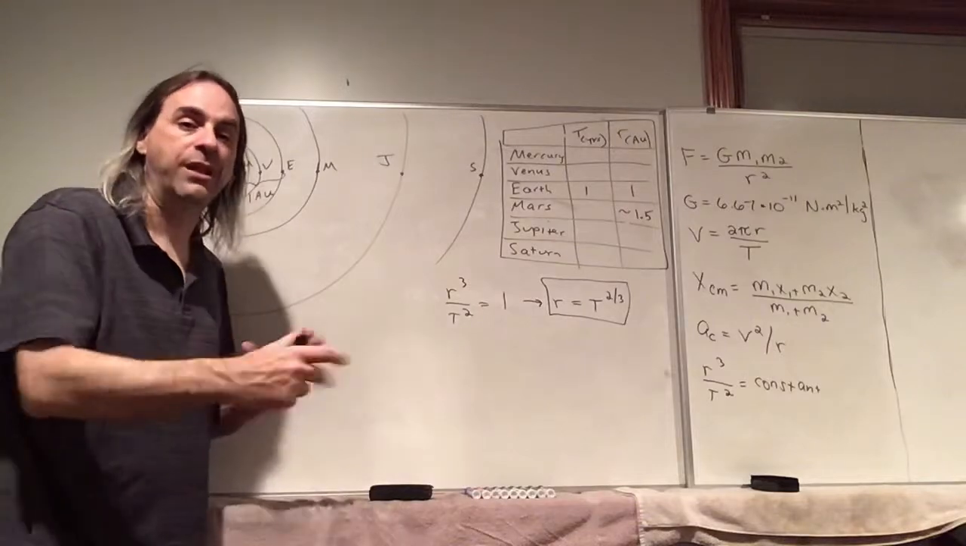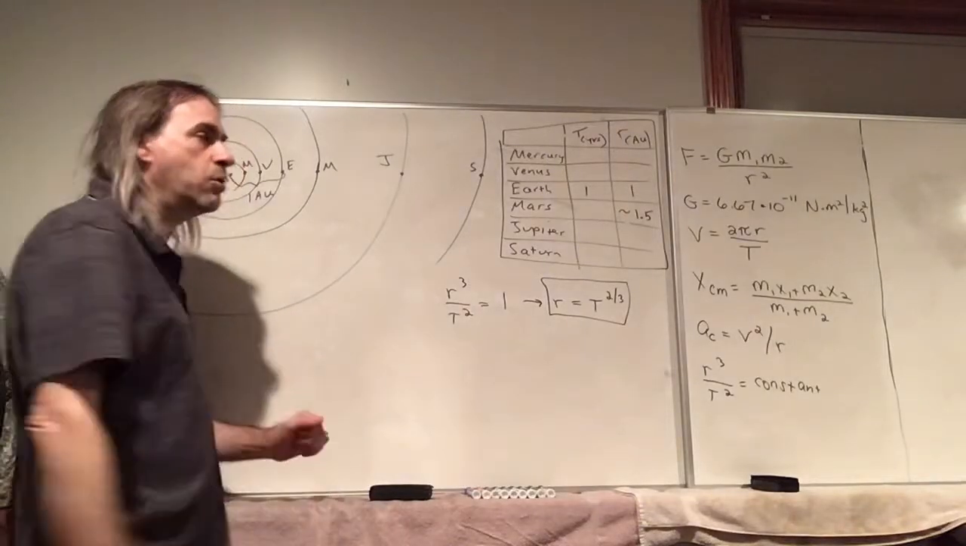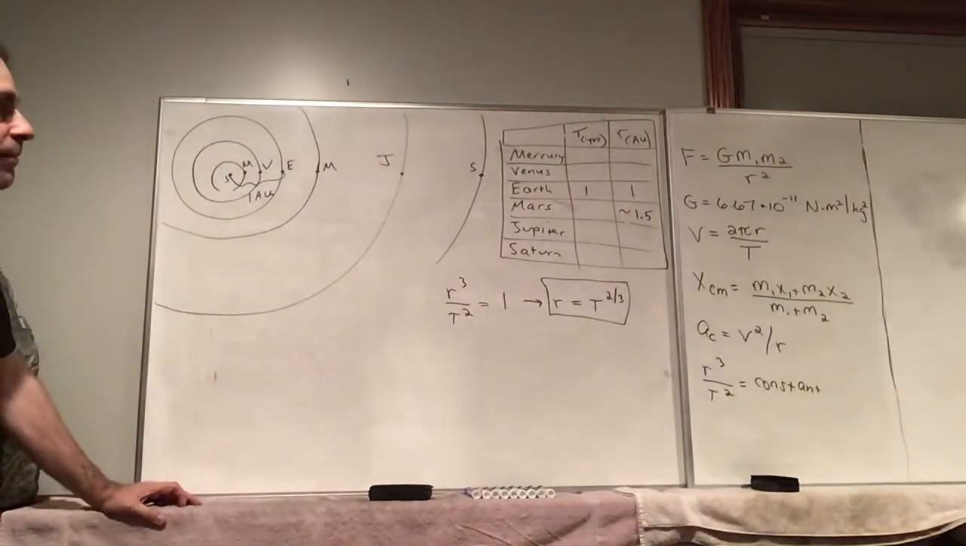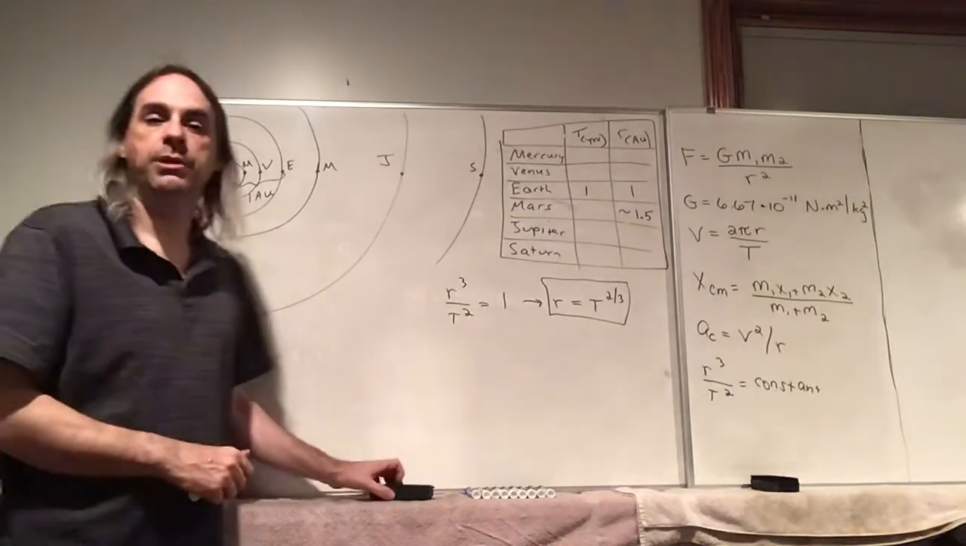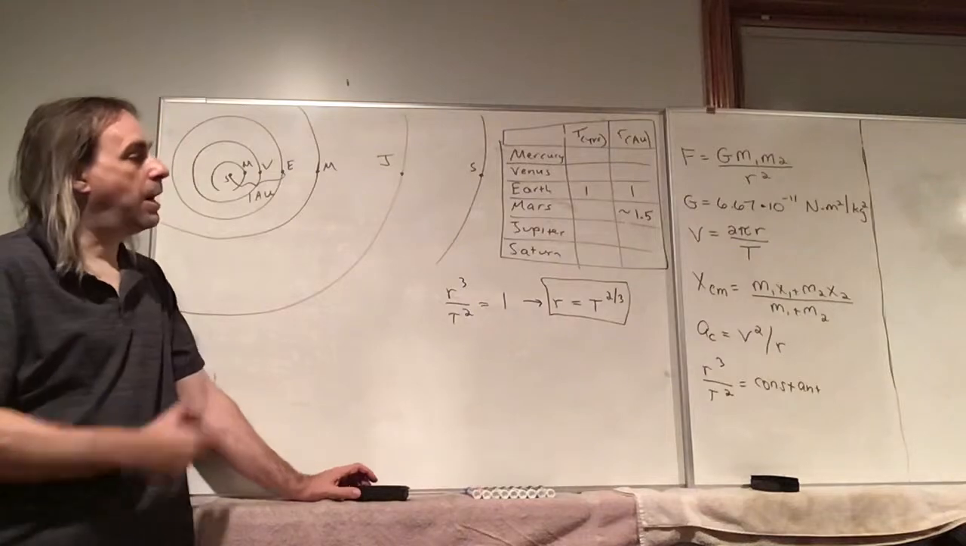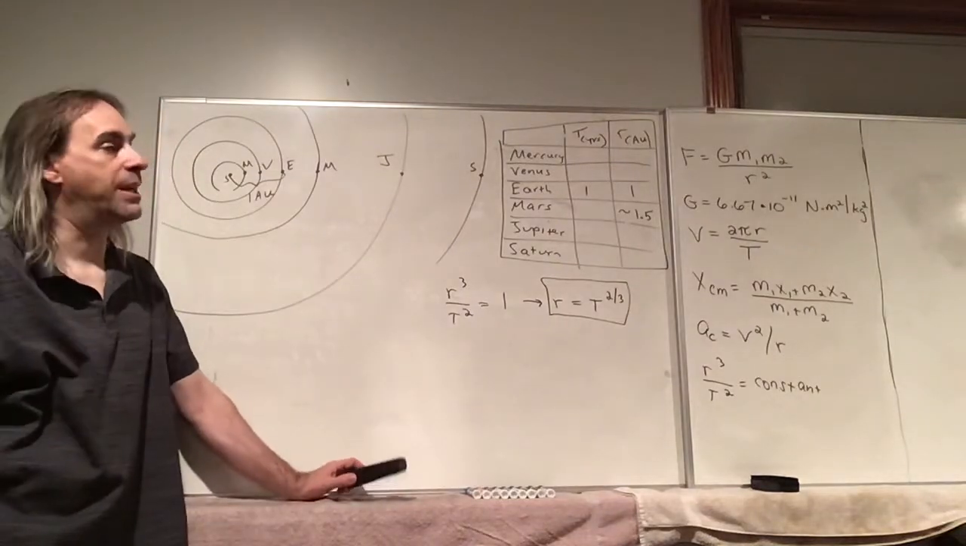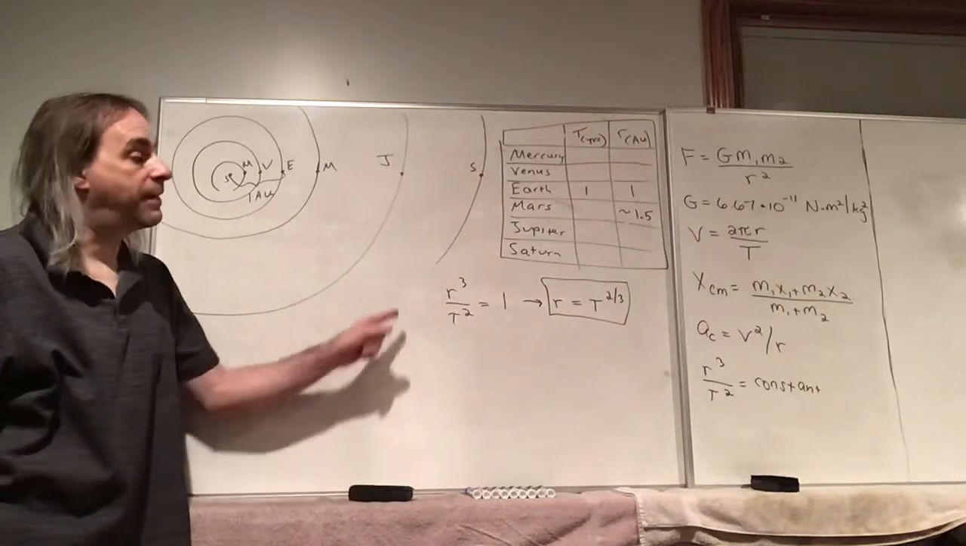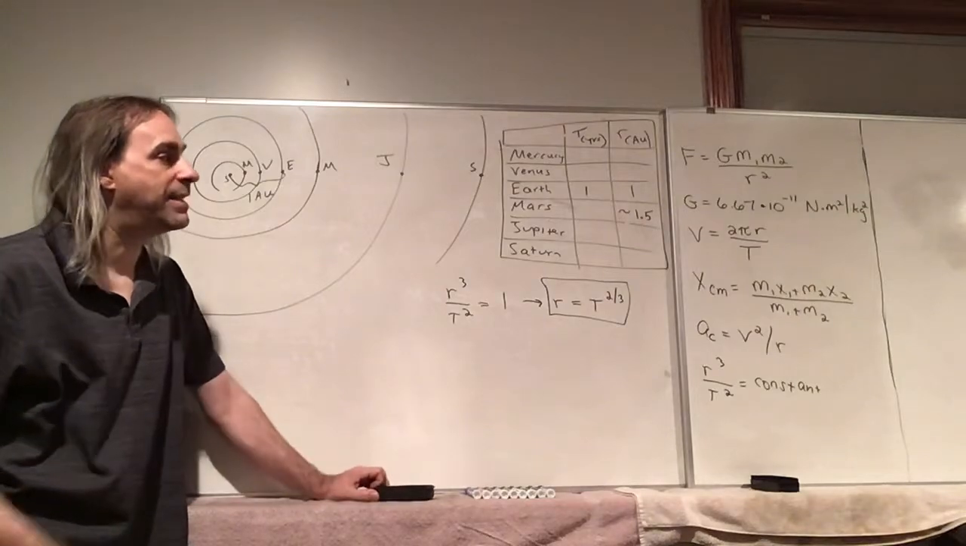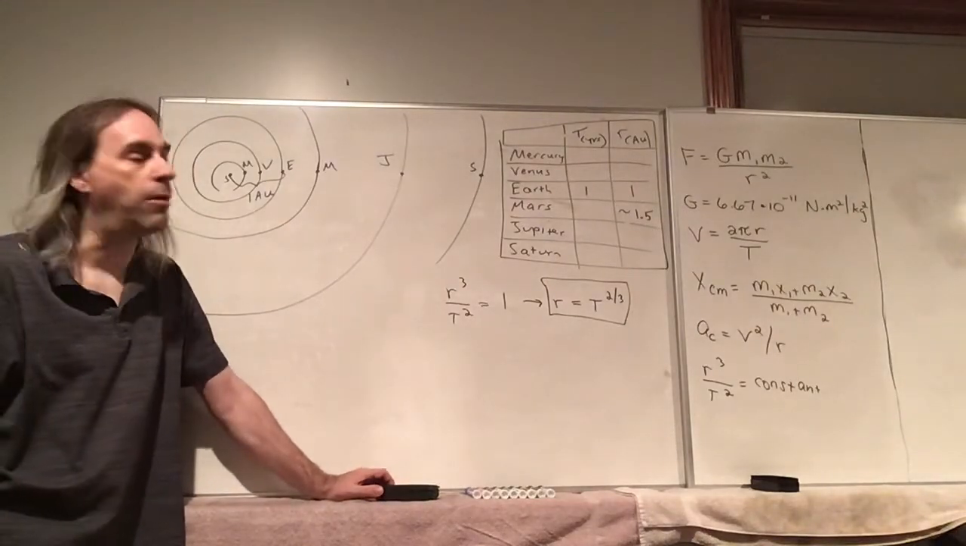We know the relative distances. But we still don't know what r is at this point. And so we don't really know the size of our solar system. But we know the relative distances to everything. But this actually helped us find the size of our solar system as well.